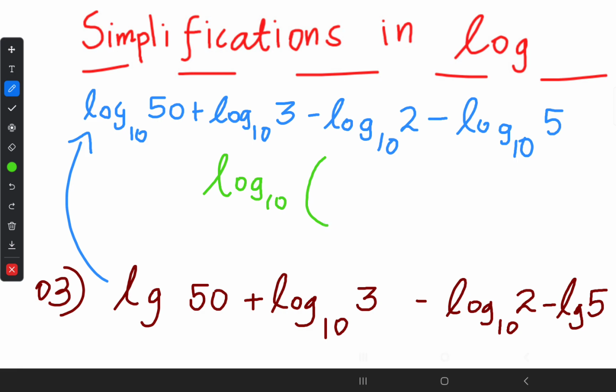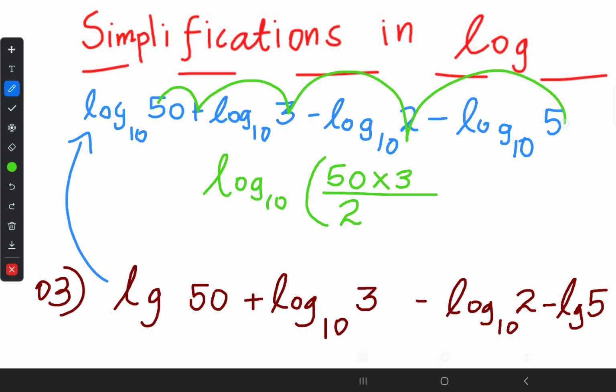So 50 plus 3 means 50 multiplied by 3. Then there is a subtraction. That means this value should be divided by log base 10 of 2. Again this one also is a division. Look at this: here there's a multiplication, then there's a division, and again there is a division. This is the way you should write and denote this.